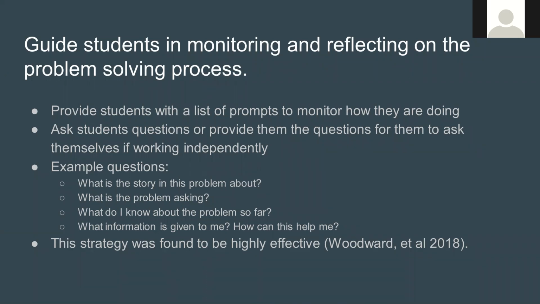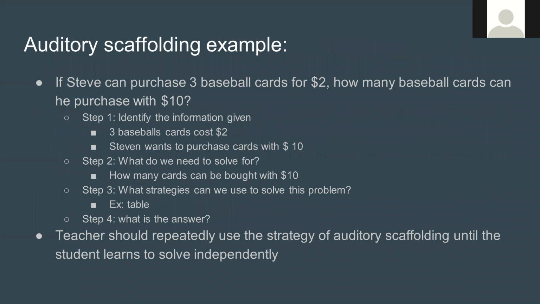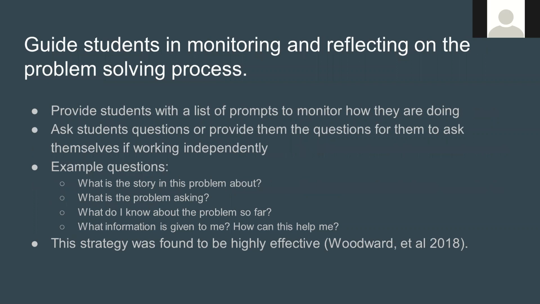Example questions are, okay, what is the story in this problem? What is the problem asking? What do I know about the problem so far? And what information is given to me? How can this help me? This strategy was found to be highly effective for students in learning and in developing their own independent way of solving. And here, the example questions are similar to the steps here of identifying the information and helping students each step of the way, except here they're doing it by themselves. They're connecting their own knowledge and what they're learning on their own.